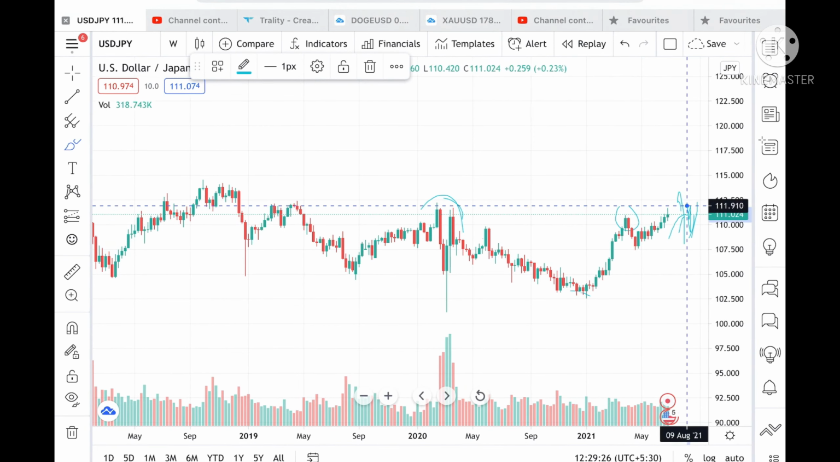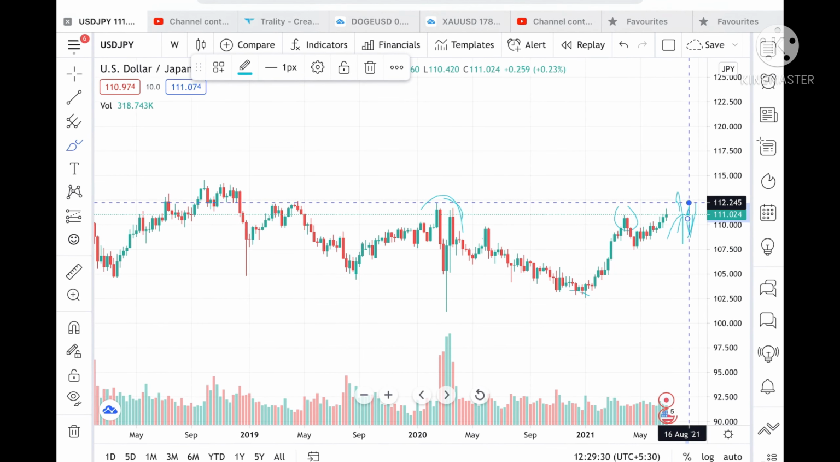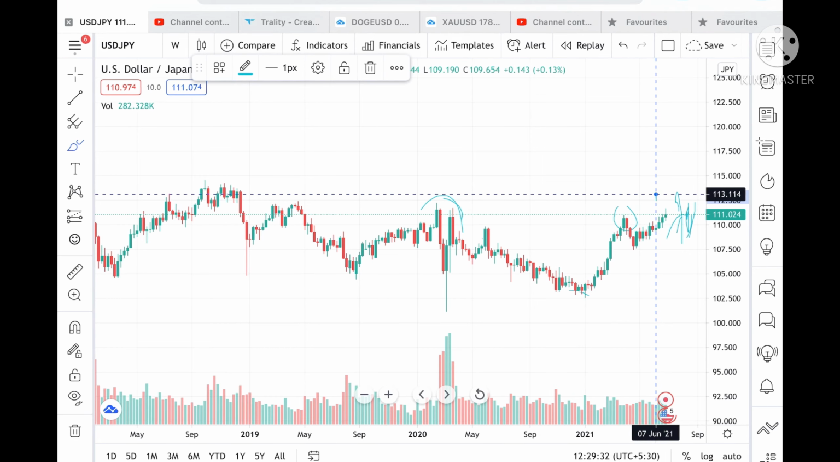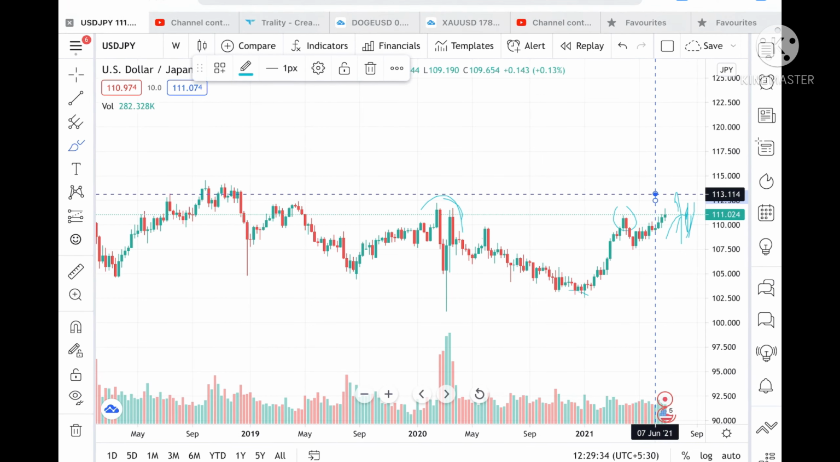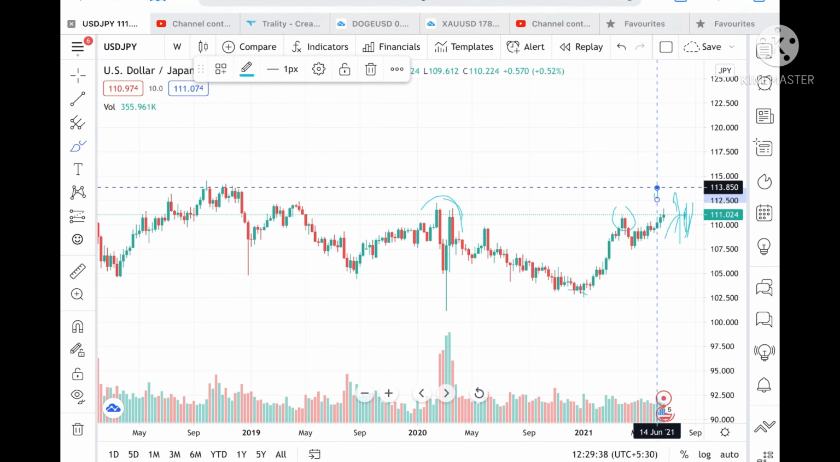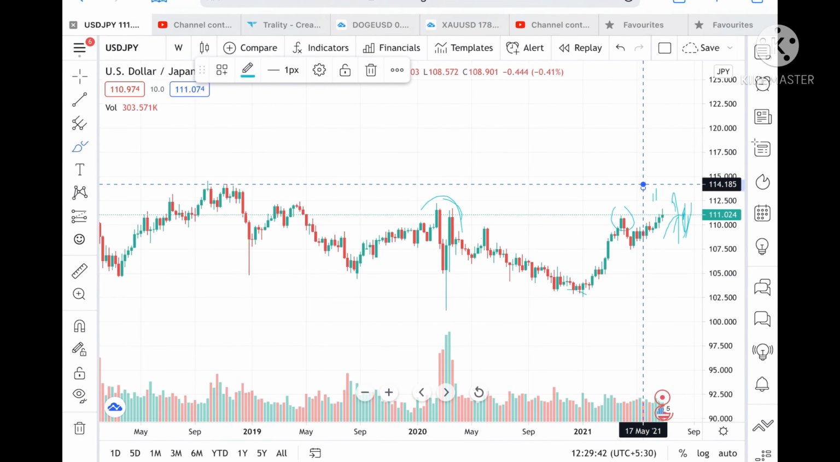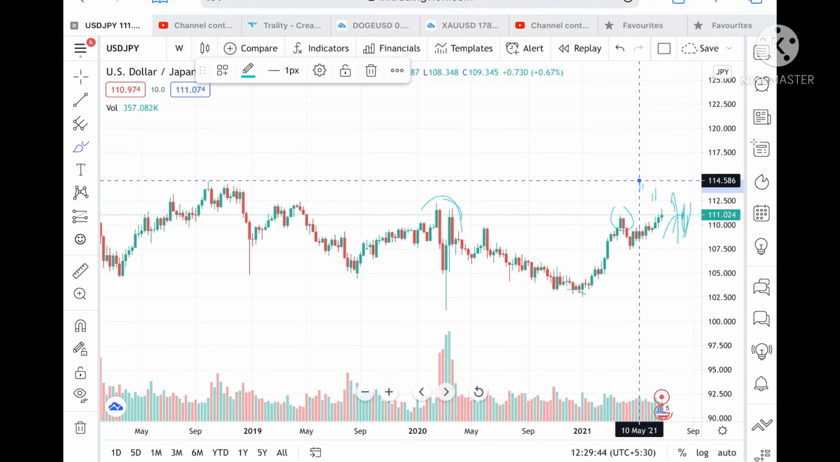Okay, and it can make a new high which can be around 113.114, and if it stays more above that level, then chances are high that it can touch a level of 113.850, and from there it can touch a level of 114.185, and then from there it can touch a level of 114.519. So we are on the bullish side for USD JPY.